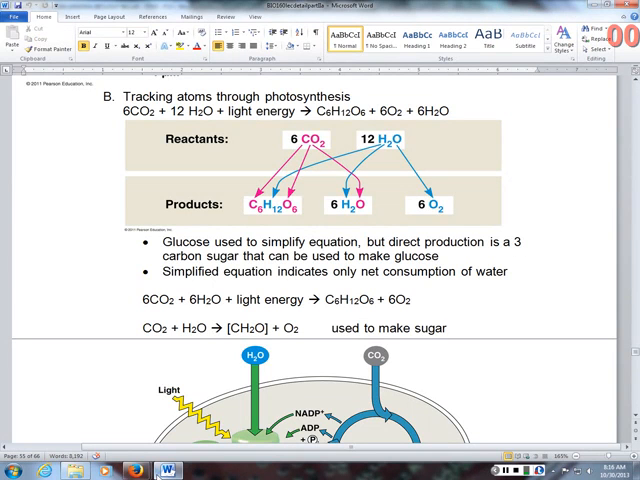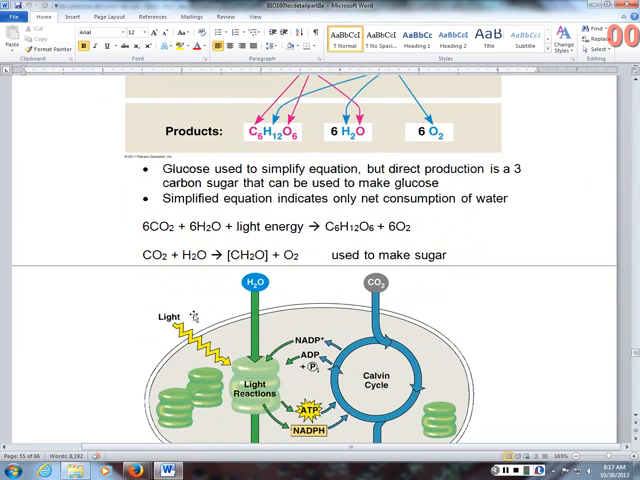However, what you end up producing is a 3-carbon sugar, and then you have to glue those 3-carbon sugars together to make glucose, which is a 6-carbon sugar. And we'll go into more detail about that later on. So the simplified equation is going to show that it actually consumes water, which makes sense because when you do the metabolism the other way, breaking down sugar, it yields a little bit of water.